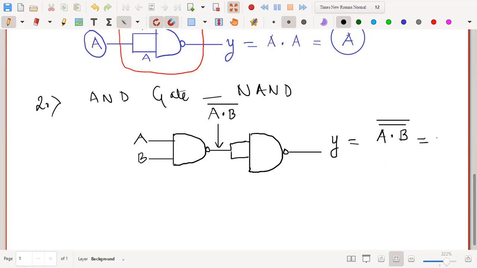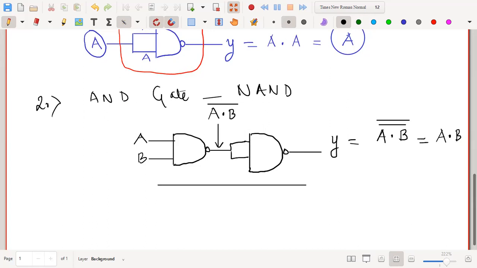Suppose A and B double complement, it will give you A and B, because the double complement of a variable is nothing but the same variable. Suppose A double complement is A, B double complement is B. In that same way, A and B double complement should be A and B. So now this circuit will work as the AND gate. So you are using NAND gate to design the AND gate.